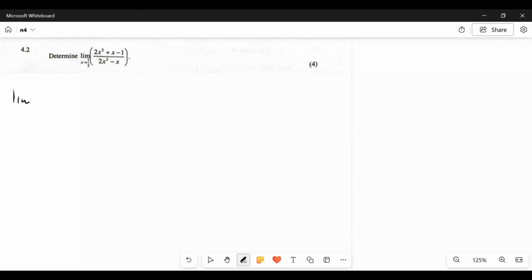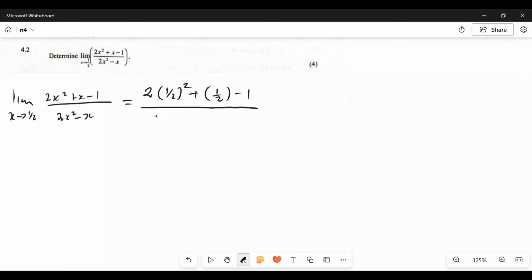We have limit x approaches 1 over 2, right? And then we have 2x squared plus x minus 1 divided by 2x squared minus x. Now the first method is to do direct substitution. So we know that this is going to be 2, but x is approaching half. So wherever there is x, we substitute with half. So it's going to be half squared there plus half minus 1. All this is going to be divided by 2x squared, which is half squared minus half.